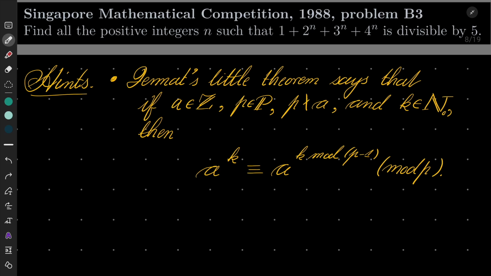My hint: use Fermat's little theorem, which says that if a is an integer, if p is a prime which does not divide a, and if k is any natural number, then the following congruence is true. a to the power of k is congruent to a to the power of k modulo p minus 1, modulo p. So we can reduce our problem only to a few possible exponents. So give this problem a try and I will see you in a minute.